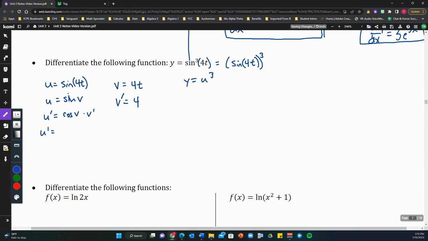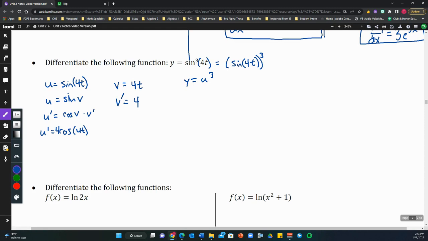So cosine of v gets replaced. So this would be cosine of 4t times v prime, which is 4. So I'm going to put that guy in front of here. So we get 4 cosine of 4t. So we have our u prime. These middle steps are really just necessary for us to get the difficult stuff out of the way so we can do the calculus.